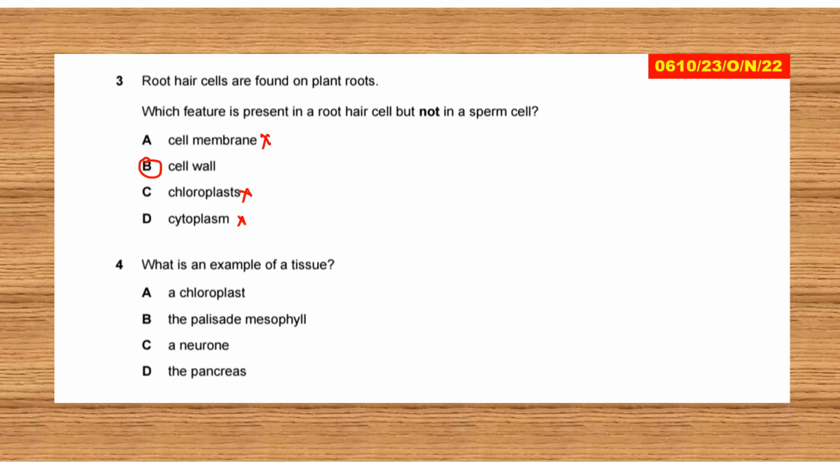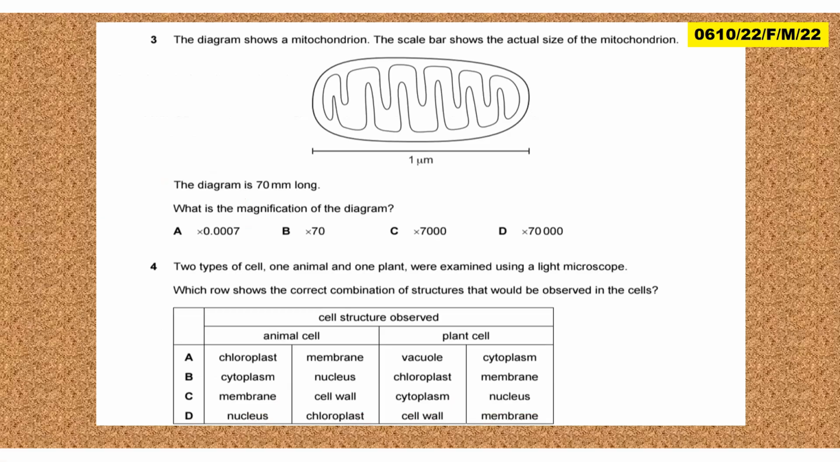What is an example of a tissue? So a tissue is made up of a group of cells, and in this case, it's not a chloroplast. Chloroplasts are not cells. Neurons are cells. Pancreas is not a cell. But here, the answer is palisade mesophyll.